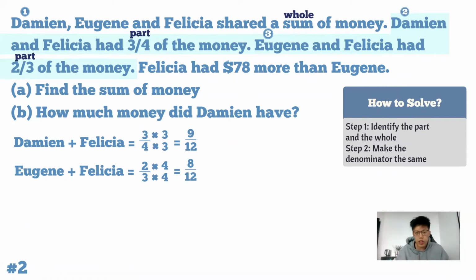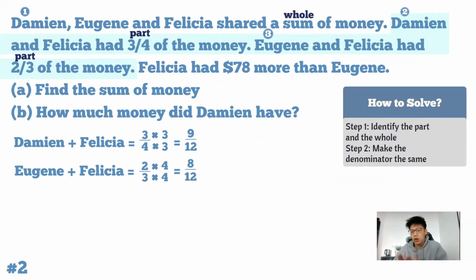Damien, Eugene, and Felicia shared a sum of money. So you see, the sum of money is my whole. And we continue reading sentence number 2. Damien and Felicia had 3/4 of the money. So that is my part. So what I want to do is write down Damien plus Felicia equals 3 over 4. Sentence number 3, Eugene and Felicia had 2/3 of the money. So again, that is another part. That is not the whole sum, but that is a part of the whole sum. So we can see over here that Eugene plus Felicia is equals to 2 over 3.